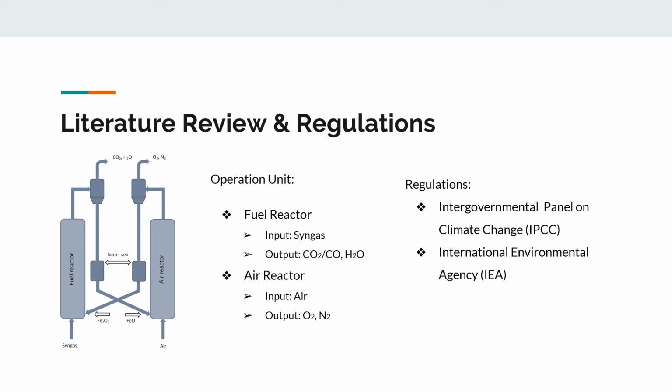For the relevant regulations or legislation, the Intergovernmental Panel on Climate Change, which is IPCC, provides the argumentation that the increase in anthropogenic greenhouse gas concentrations accounts for most of the observed increase in globally averaged temperatures. The International Energy Agency, which is IEA, raises standards for any criteria related to environmental protection and provides support to the necessity of chemical looping combustion.